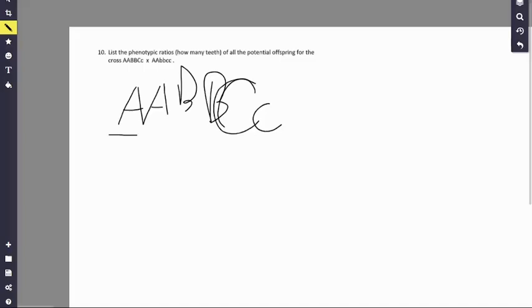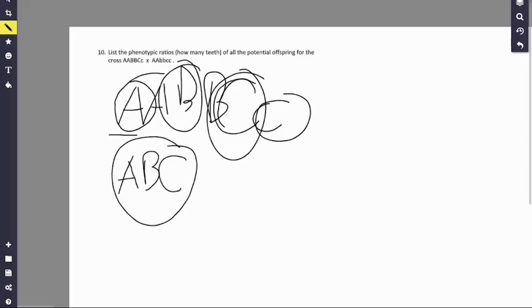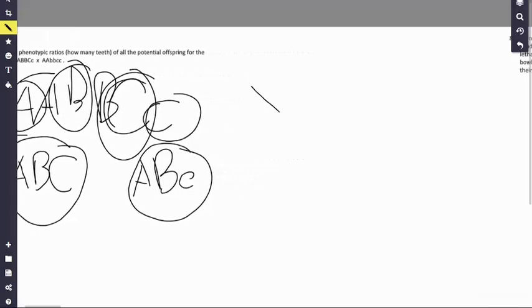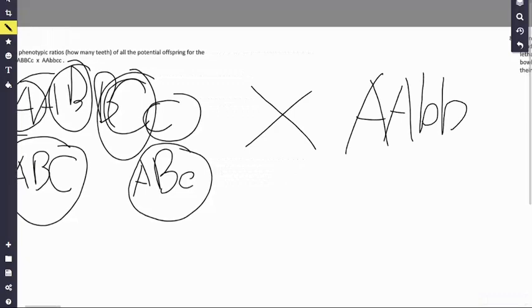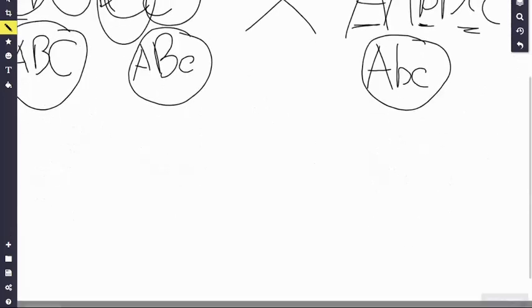They can pass on a big A, because that's the only possible variation here. They can only pass on a big B. However, they can pass on a big C or a small c. So the possible gametes are A, B, C, or A, B, and small c. These are the possible gametes. And when you cross it with this one, AABBcc, it can pass a big A only, a big B only, and a small c. So A, B, c is the only possible gamete that they could pass.